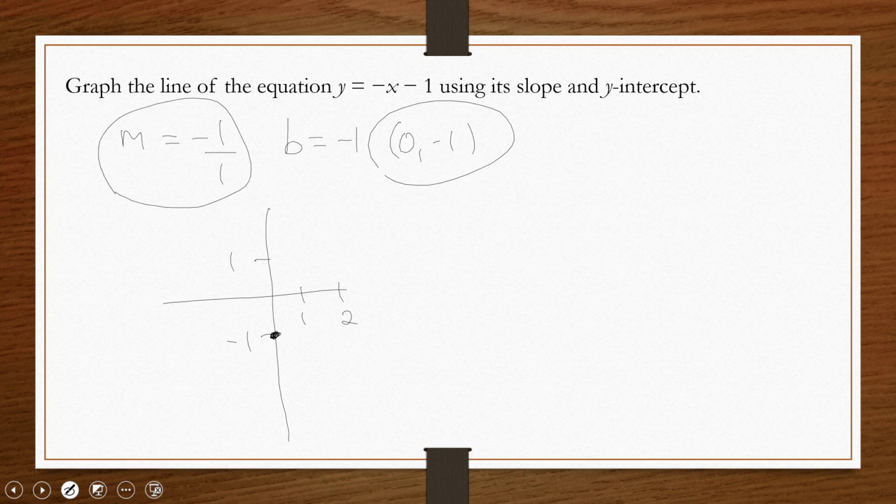I can rise 1 unit and run to the left 1 unit to get to another point. Or I could run 1 unit and fall 1 unit to get to a point on the other side. So with a few points drawn here, I can infer my line looks something like this.